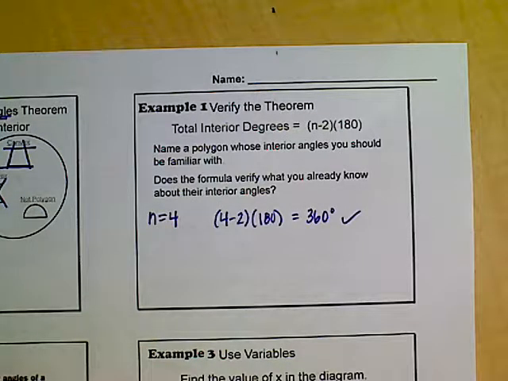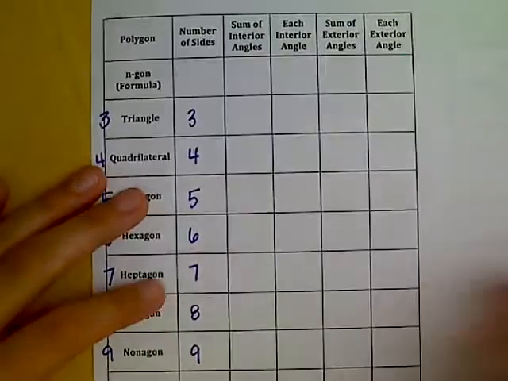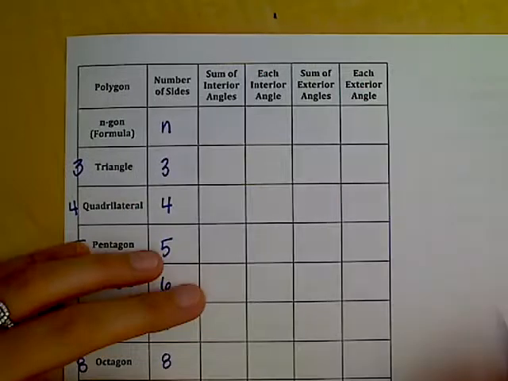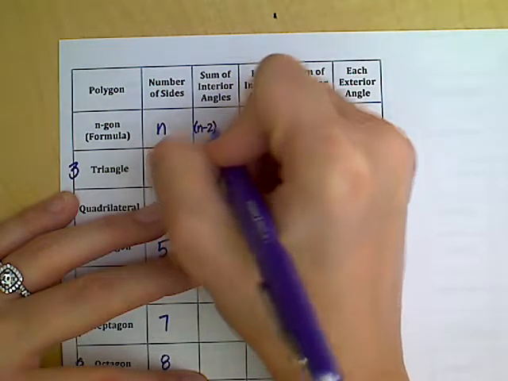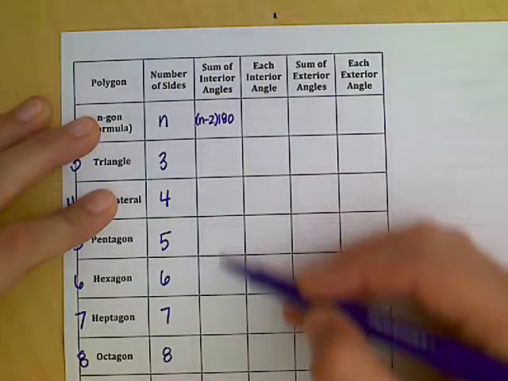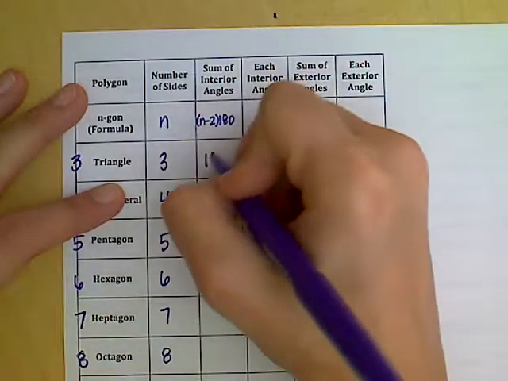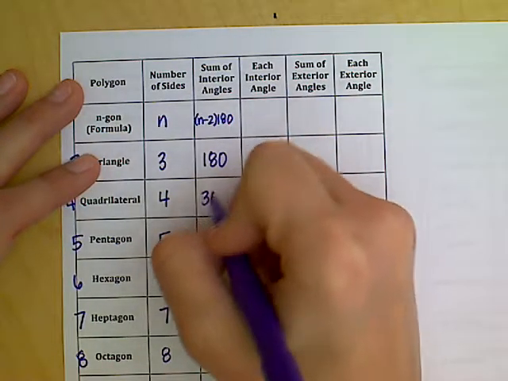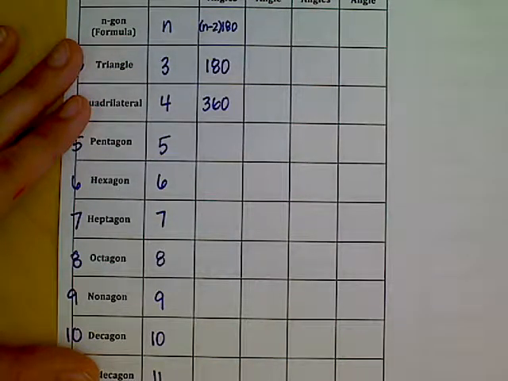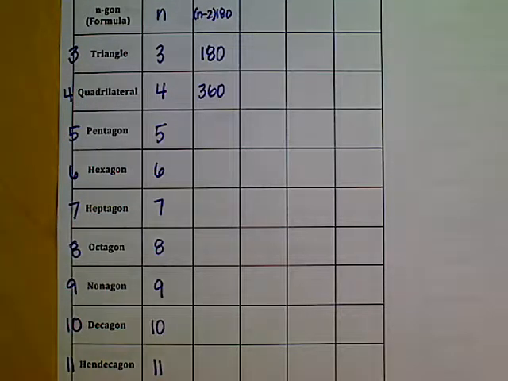So what we're going to do is go back over to our graphic organizer and fill in a little bit here. So if number of sides we now know is n, the sum of the interior angles is n minus 2 times 180. So we're going to go through and fill in the rest of this column. A triangle we know is 180. A quadrilateral we found to be 360. So go ahead and use your calculator to find the rest of these interior degrees. If you want to pause the video and do that, go ahead, and you can check it when you start the video up again.